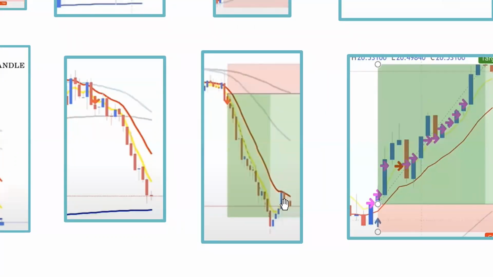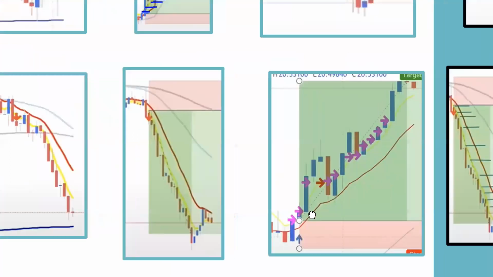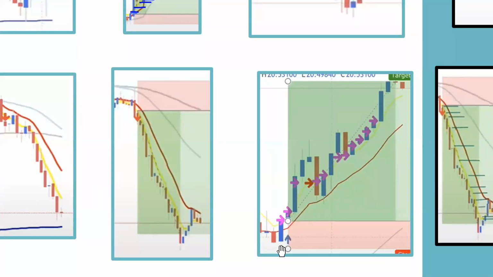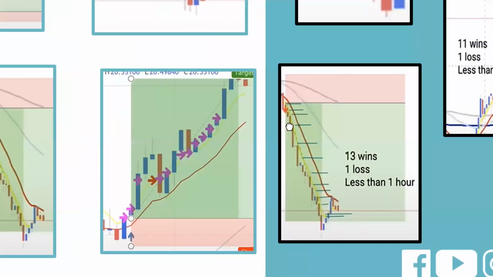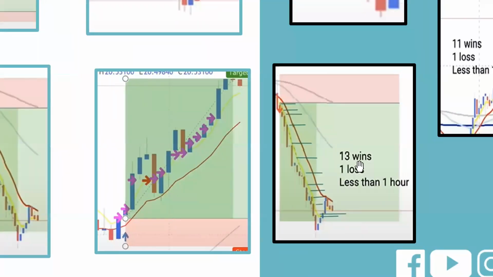It might pull back to the bloodline. You can go into that one. But you can see the yellow brick road is there. You can see it's pulling back. You're winning those trades. Look how many here. 13 wins, 1 loss. Bang, bang, bang, bang, bang.